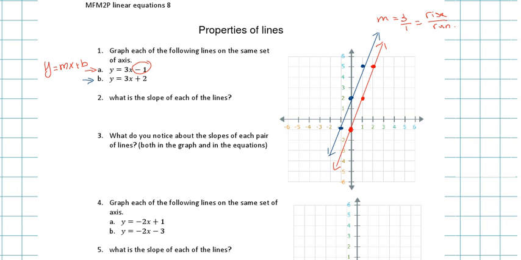Looking at these 2 lines, what can you tell me about them? They have the same slope, right? What is the slope of each line? So let's write that. The slope of the blue line is 3. The slope of the red line is 3. And we have noticed that they have the same slope.